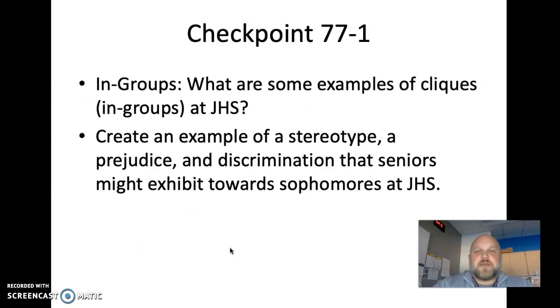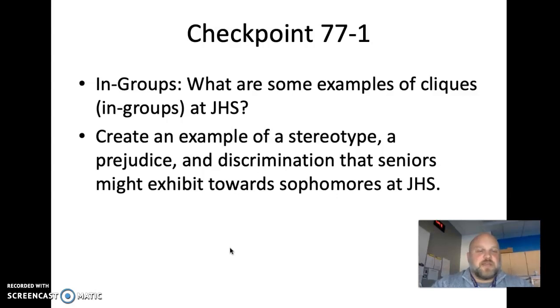So, a little bit of a checkpoint. Pause and take a look, and see if you can answer these. What are some examples of cliques or in-groups at JHS? And then see if you can create an example of a stereotype, a prejudice, and a discrimination that seniors might exhibit towards sophomores at JHS. Pause it, and we'll come back.